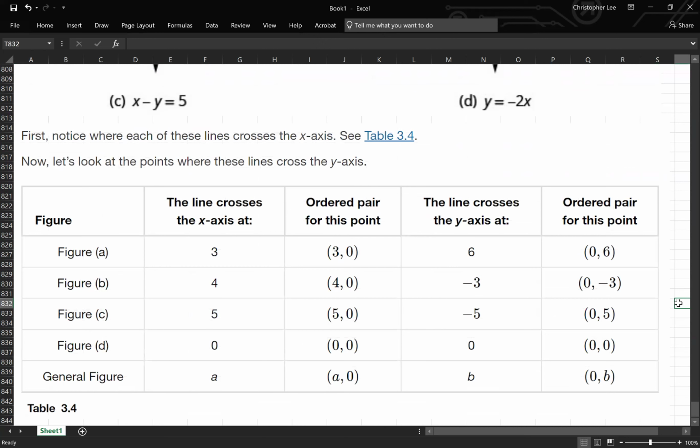So first, notice where each of these lines crosses the x-axis, right? Now, let's look at the points where these lines cross the y-axis, right? So if a line crosses the x-axis at 3, then you have the ordered pair (3, 0), (4, 0), etc., right? Then the line crosses the y-axis at another number, and your ordered pair is going to be (0, whatever the y-axis value was), right? That's it.